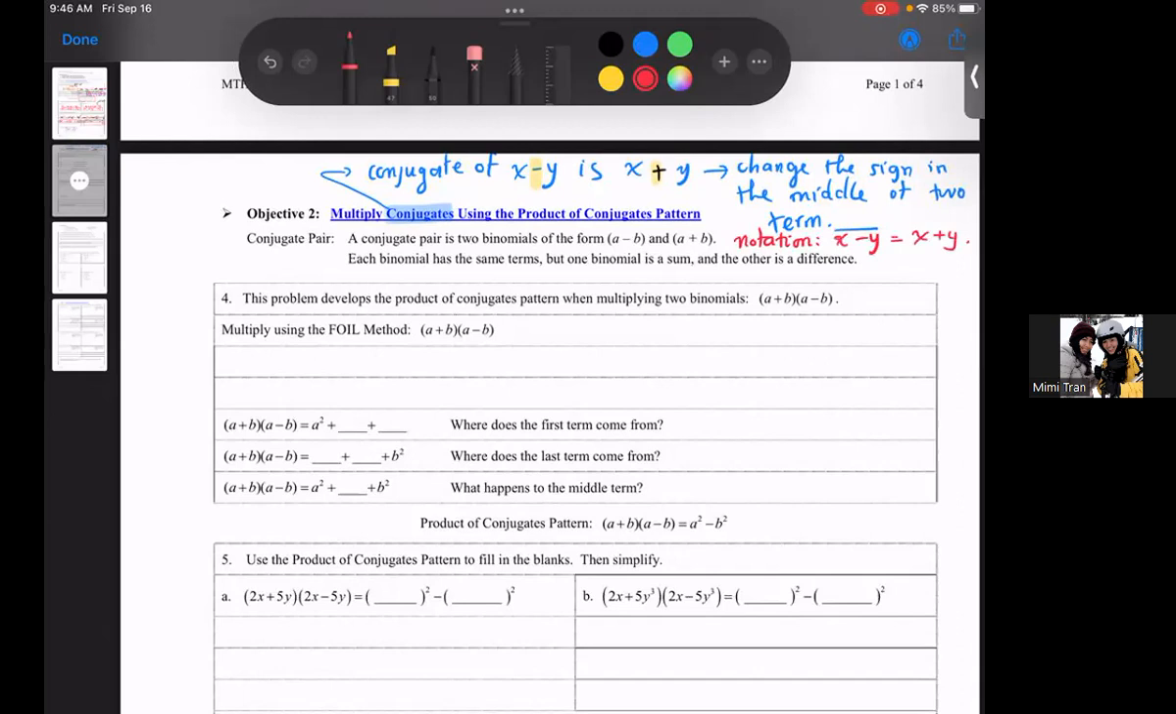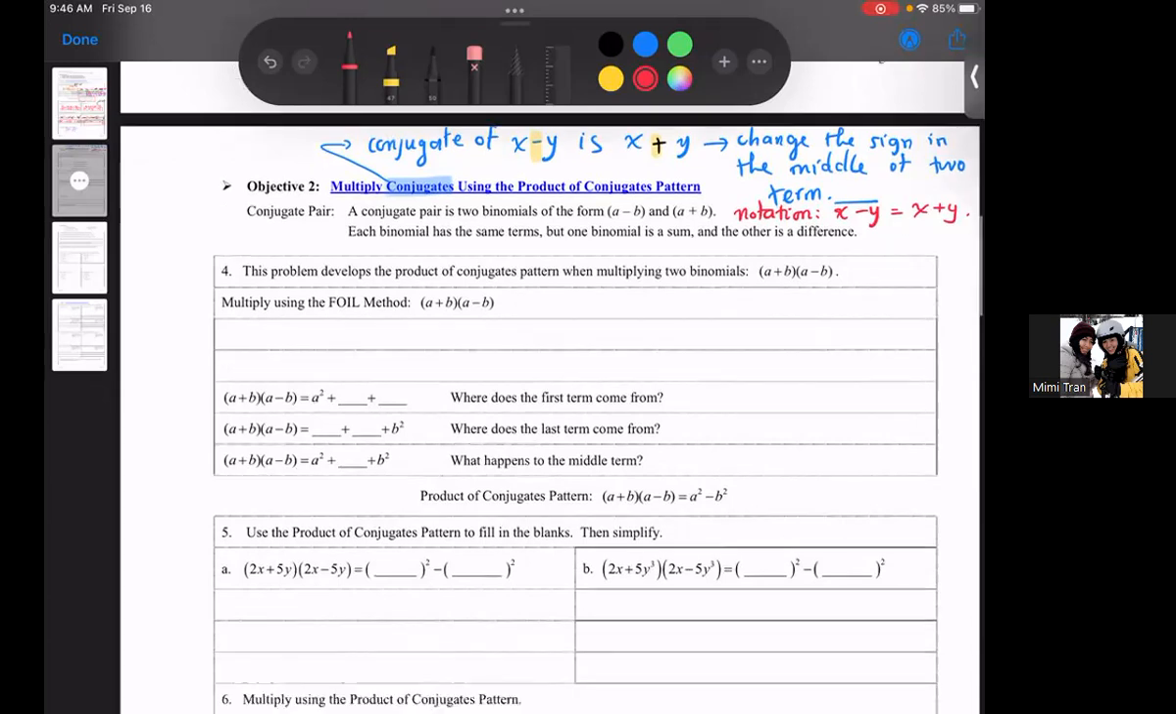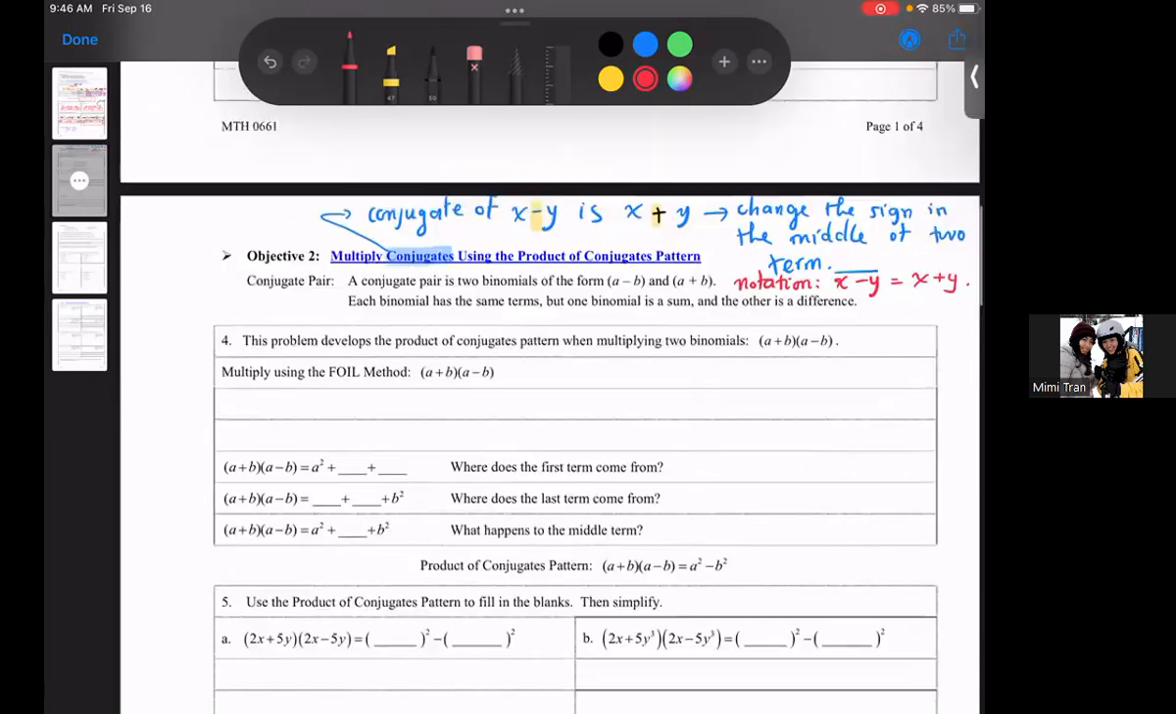Okay, so today we're gonna learn how to multiply the conjugates. So that means you're gonna multiply x plus y times x minus y, right? All that's changed is the middle sign. That's all. Oh, by the way, let me ask you: is x minus y the opposite of x plus y?